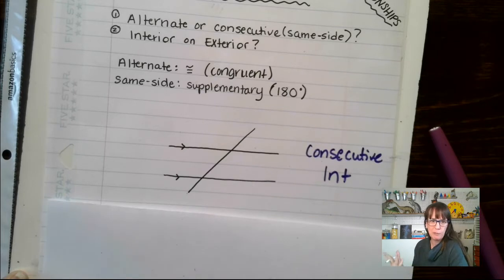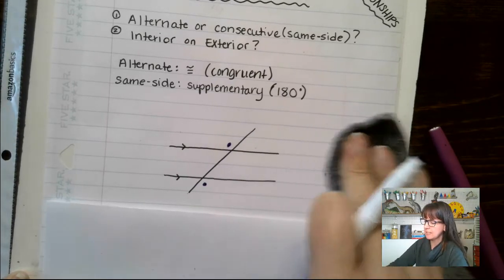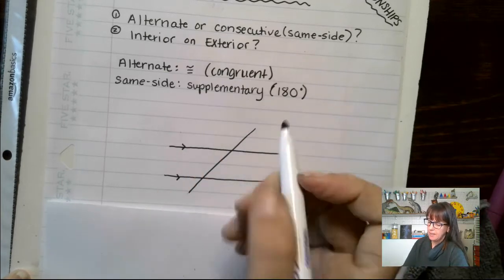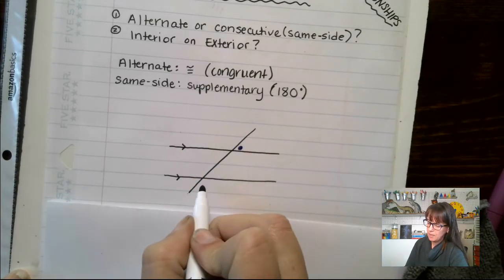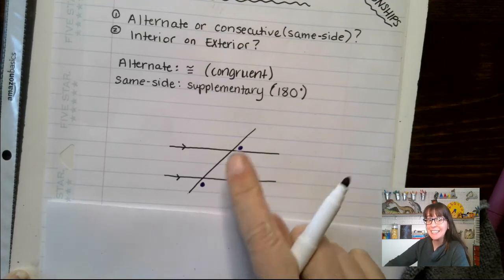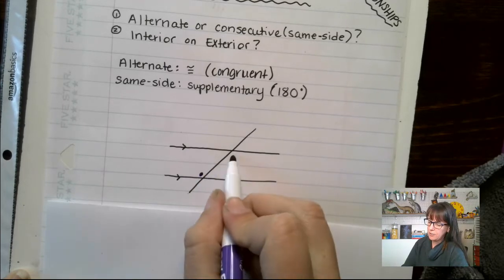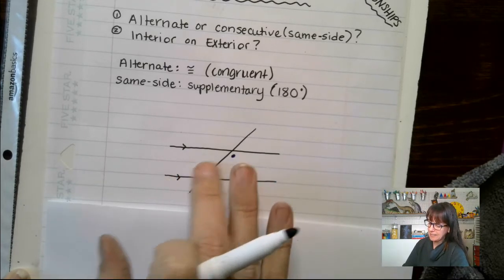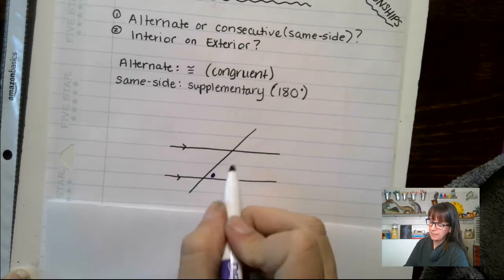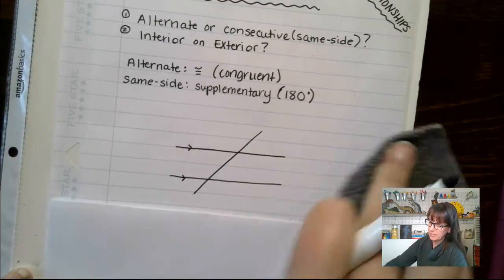So just a quick refresher on this. These would be alternate exterior. These would be consecutive exterior. Alternate interior would look like that. These would be consecutive interior. Okay, so watch out.